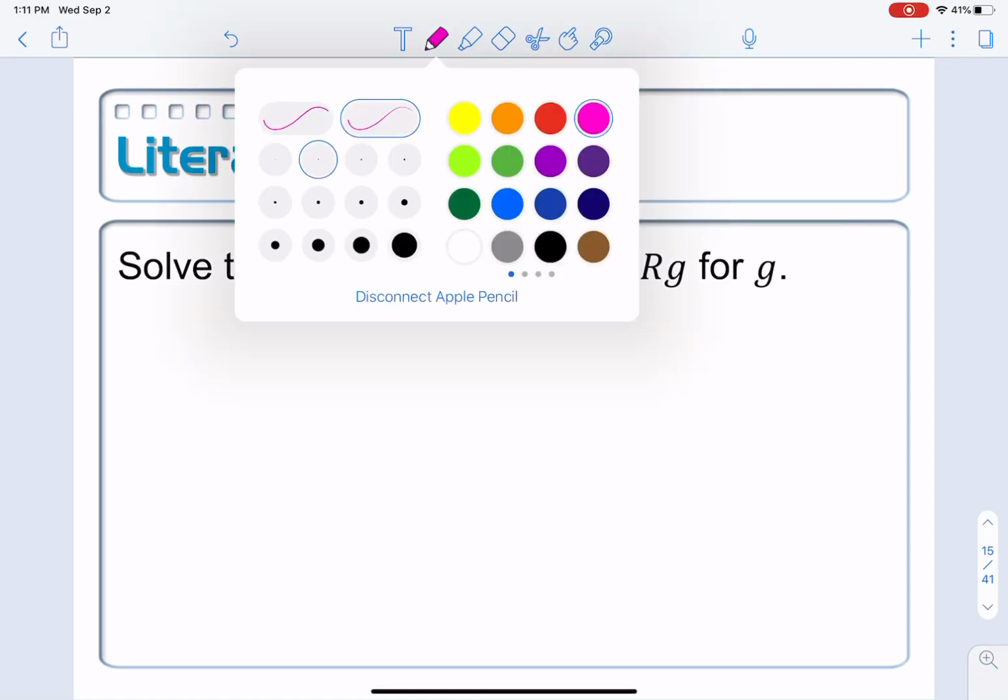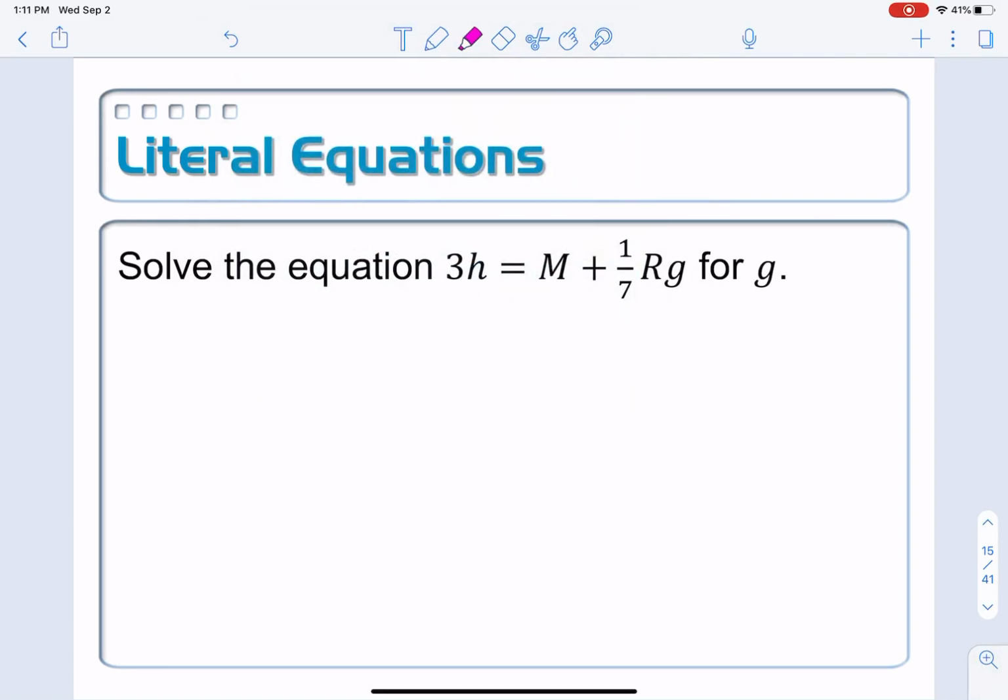What I'm going to do is highlight, and this is a strategy I would suggest to you. I'm looking for G. That's the thing I'm trying to isolate. So let's think through this process of what I'm going to have to do. Look at all the stuff that surrounds G. I want to keep G where it's at and get rid of everything else that surrounds it. I have this M, and I also have this 1/7 times R that's being multiplied times G. I have to ask myself, what am I going to get rid of first? Am I going to get rid of this M, or am I going to get rid of this 1/7 R?